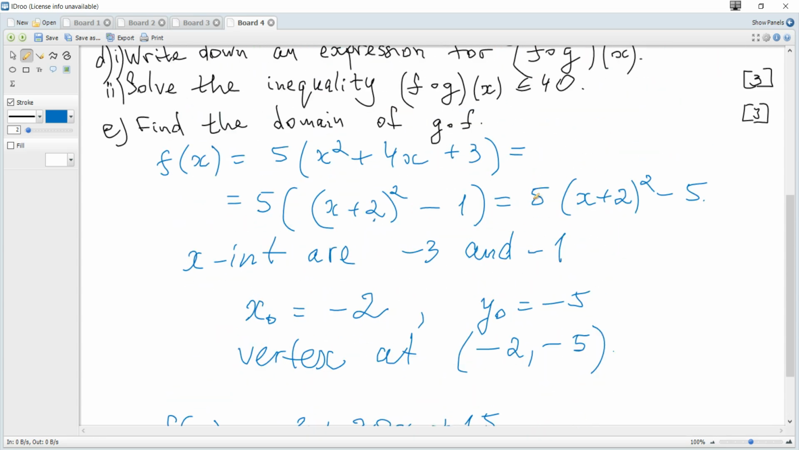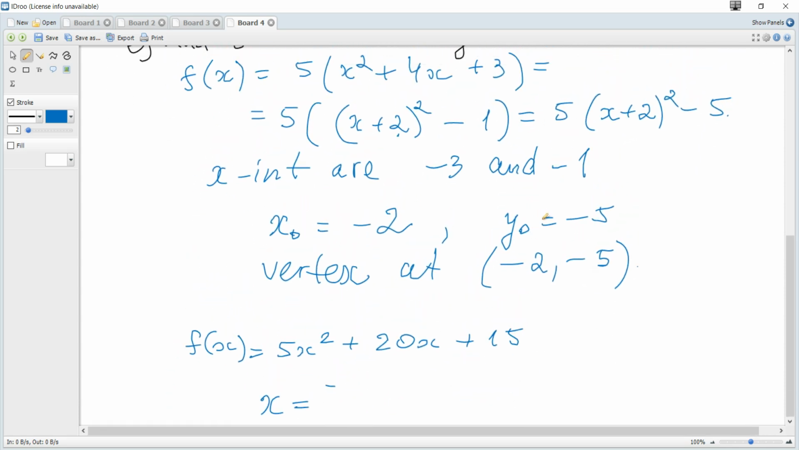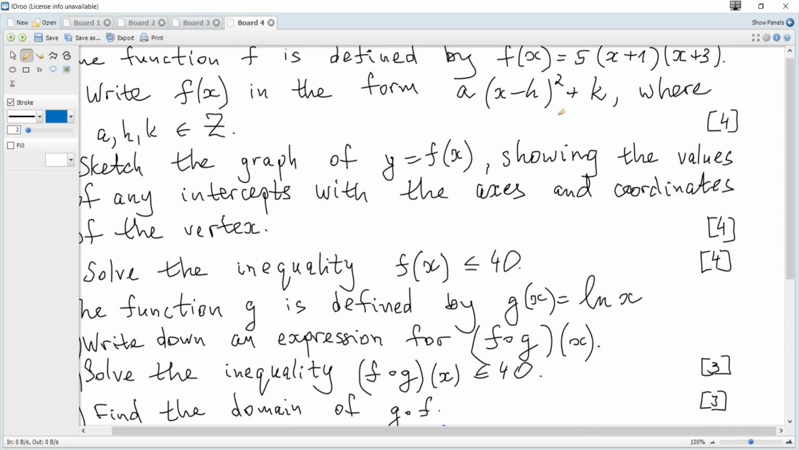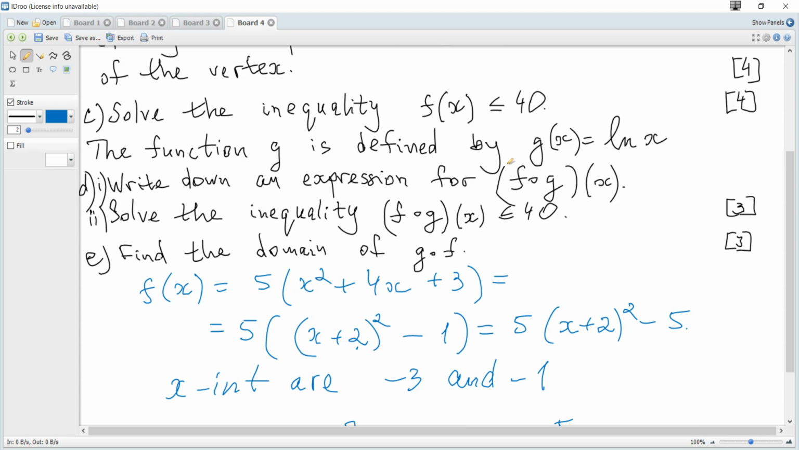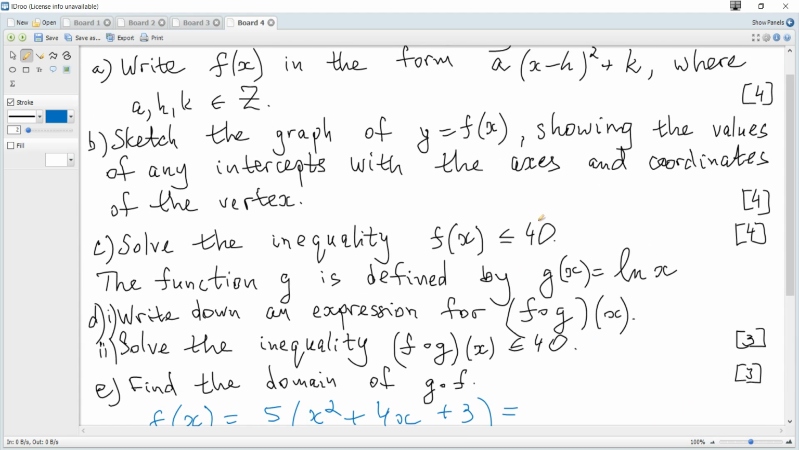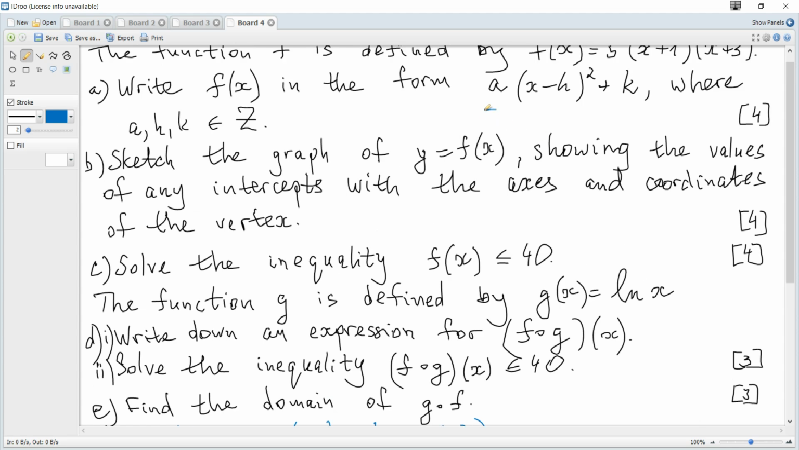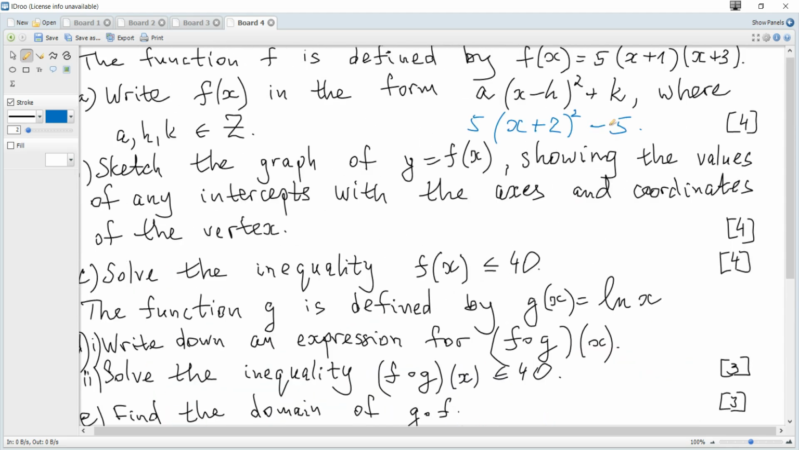And notice that if it is given as a times x minus h, and if it would be asked what is h, for 5 times x plus 2 squared minus 5, you should answer that h is negative 2, not plus 2, and k is negative 5, because it is given that the form is x minus h. If it would be x plus h, so definitely h is plus 2, but minus h is negative 2.